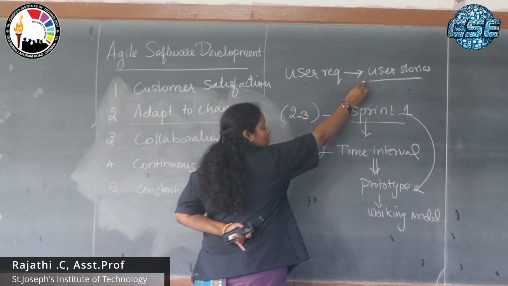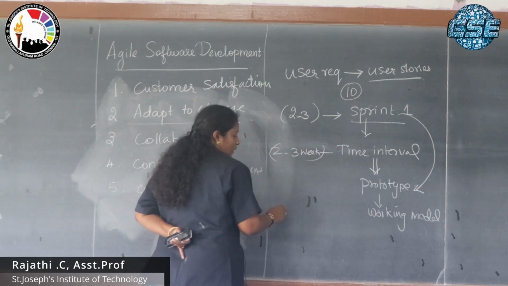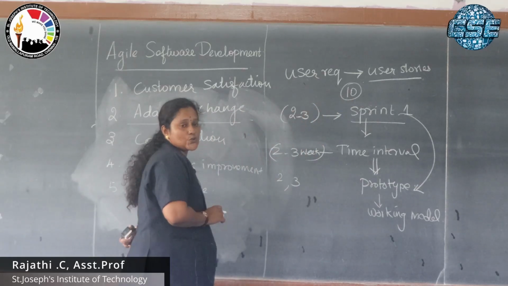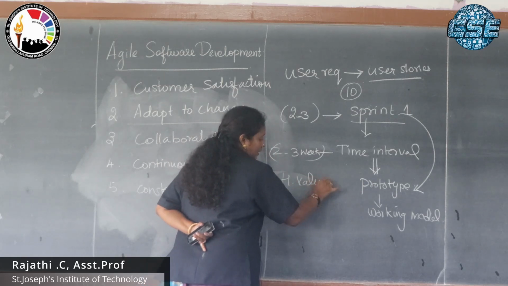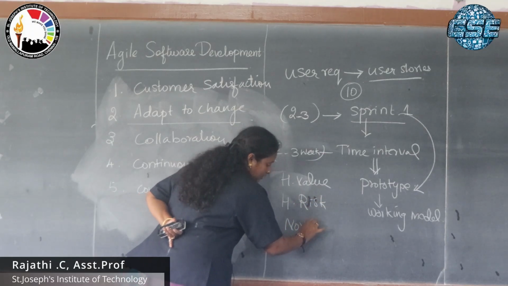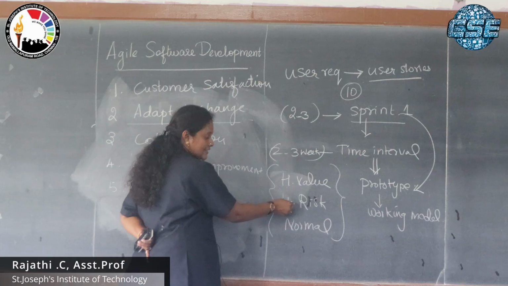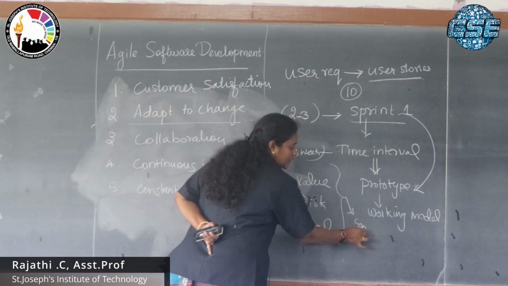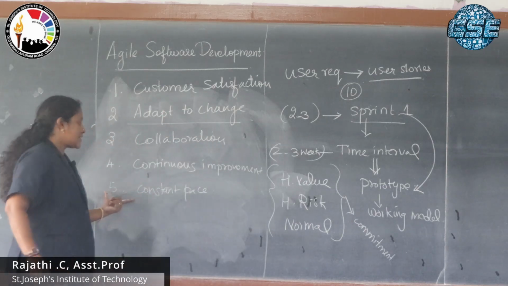So how many user stories are there? For example, if you have 10 user stories, these will be categorized into 2 or 3 groups, right? Based on the impact of the user stories. The impact will be calculated as high value priority, high risk priority and normal. So the user stories are categorized into high value, high risk and normal, and based on this prioritization, the commitment to the sprint will be allocated. Right? So this is the constant phase.